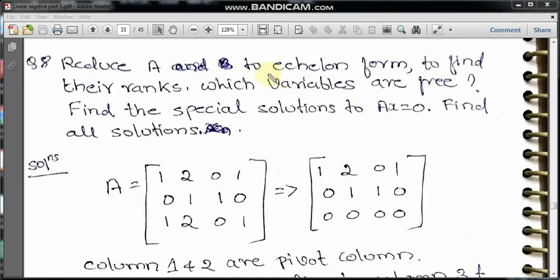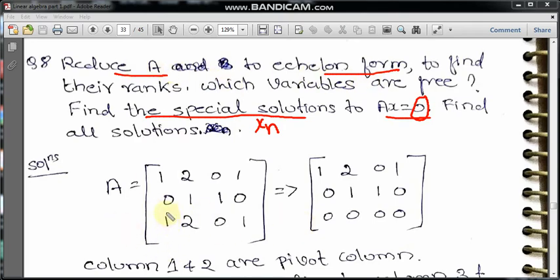So here the problem is to reduce A to echelon form to find the rank, find which variables are free, and find the special solution to Ax equals 0. The special solution you get from Xn, so that is nothing but the null space. So for the null space you equate Ax to 0, and to do that you have to reduce A to echelon form.